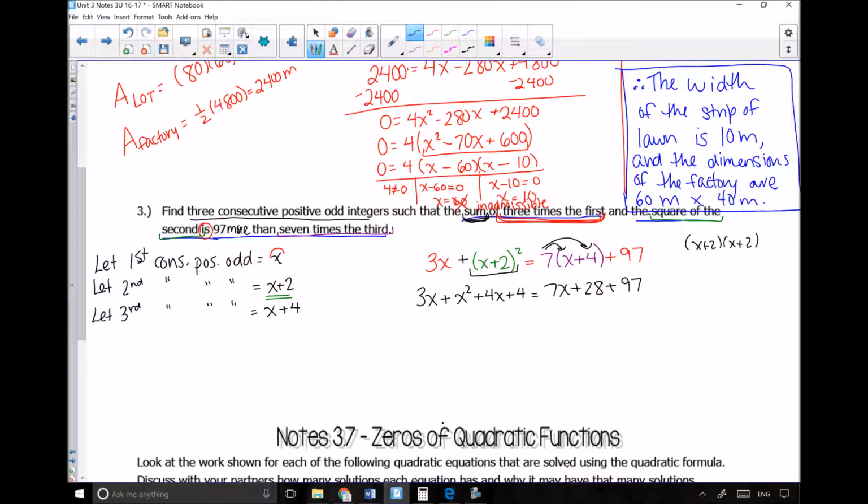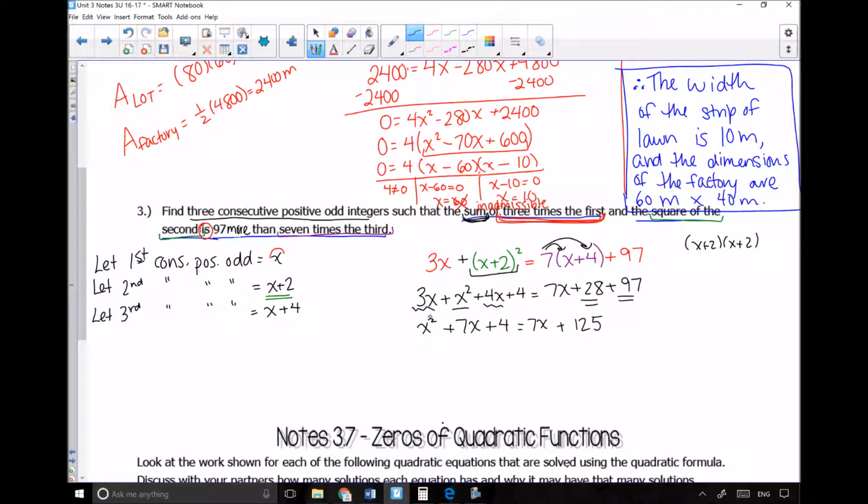One thing though, please do not tell me that this is x squared plus 4. Okay, so now I'm going to put together all my like terms on the left side. So first I'm going to do x squared, then I've got 3x and 4x, so altogether that's 7x, and then I'm going to write plus 4 equals, on this side I have a 7x, and then I'm going to put together the 28 and the 97, and when I put those guys together I end up getting positive 125.